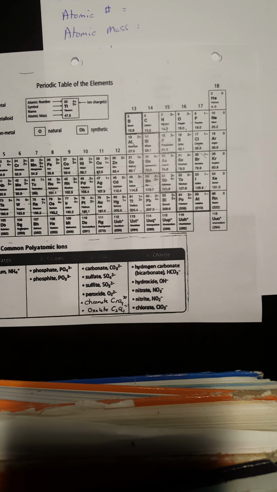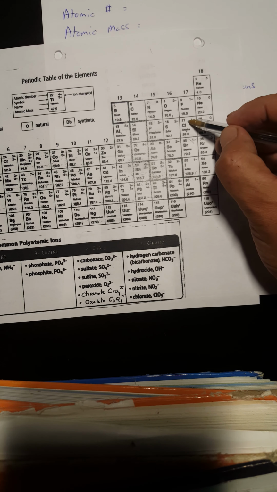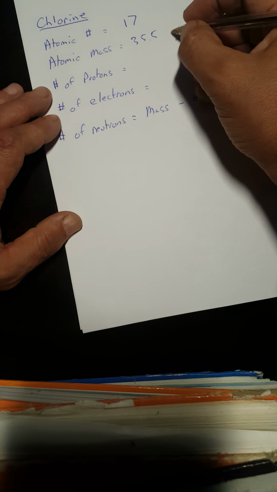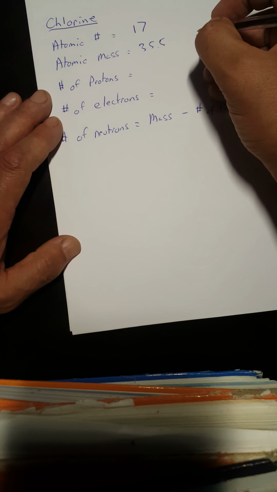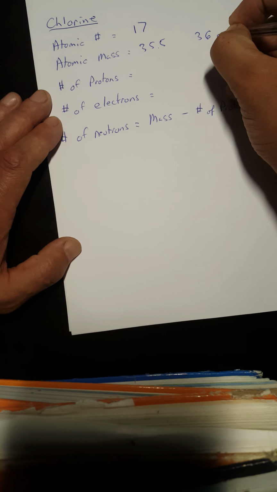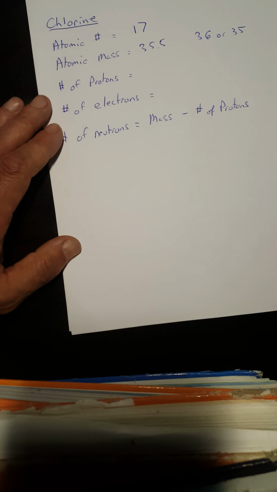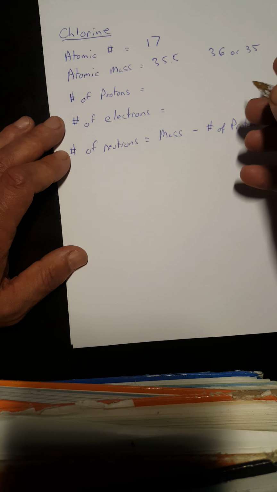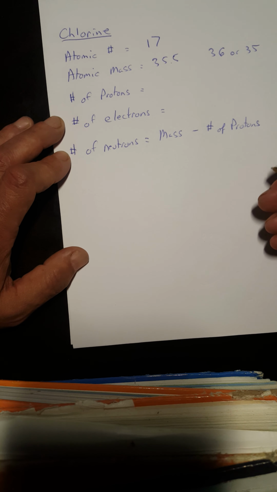We'll do the same for chlorine. So if you look on here, chlorine has an atomic number of 17 and 35.5 is the mass. Now we can round up to 36 or down to 35. It doesn't really matter. You'll learn about isotopes in a bit, and you'll realize that they're just isotopes of each other.